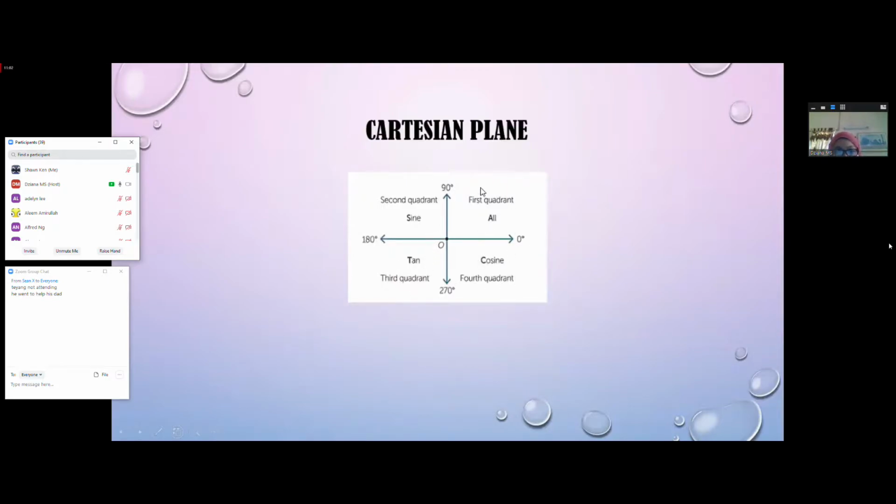ASTC is up to you how to remember. Some of you said add sugar to coffee. Some of you said all science teacher crazy or whatever. So make sure you remember this. This is very basic for trigonometric functions.